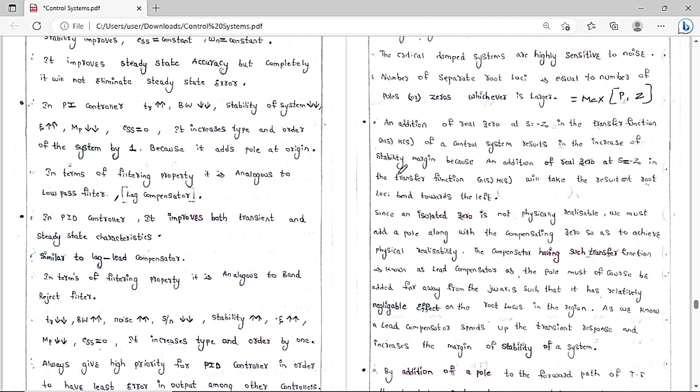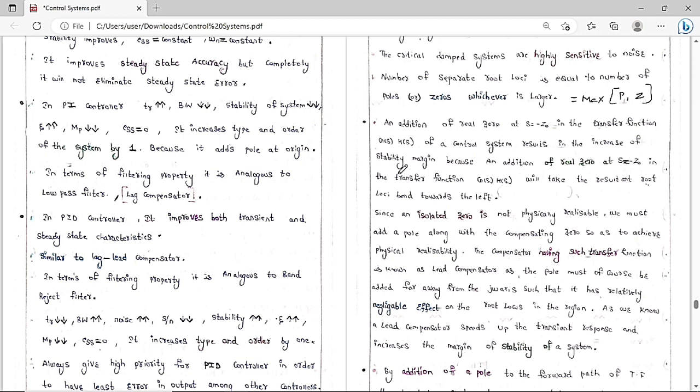As you know, a lead compensator speeds up the transient response and increases the margin of stability of a system. What I am trying to tell you is very simple. Suppose you add a zero in the left half of the s plane to the open loop transfer function G of s H of s. Then definitely the root locus is going to shift to the left half of the s plane. Therefore, the stability of the closed loop system is going to increase, because the root locus is going to bend to the left half of the s plane.